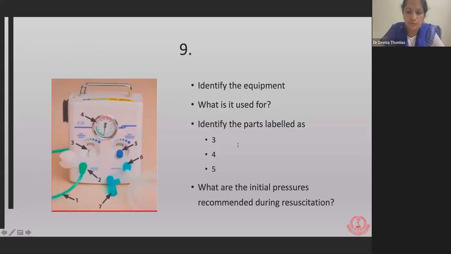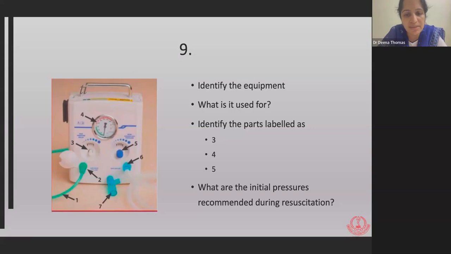Identify the equipment. Most of you will know what it is used for, and I would also like you to answer the next two parts. That is, identify the parts labeled as 3, 4, 5. What are the initial pressures recommended during resuscitation as per the 9th edition of NRP? So everybody knows the equipment. So I would like the answer for the third and the fourth part.